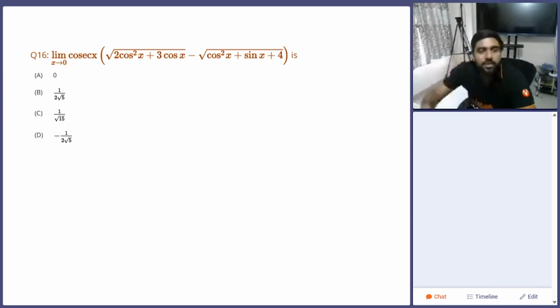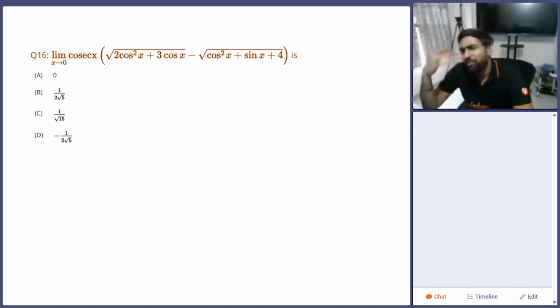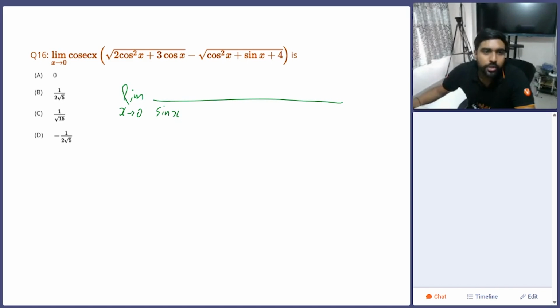What do we have here? Limit x tending to 0, cosec x into root of 2 cos square x plus 3 cos x minus root of cos square x plus sin x plus 4. Roots like these always give us the feeling of going ahead with the rationalization method. So let's rationalize this. Cosec x I'll prefer in the format of sin x, so I can put that in the denominator as sin x. In the numerator, you get 2 cos square x plus 3 cos x minus cos square x minus sin x minus 4.